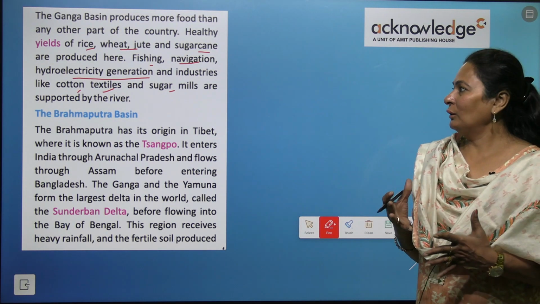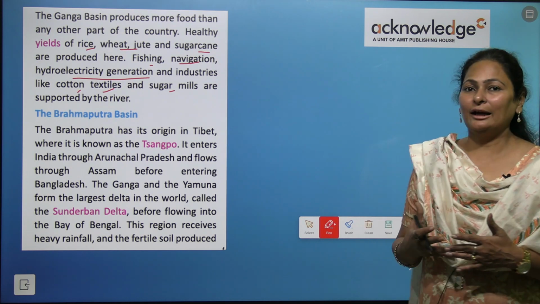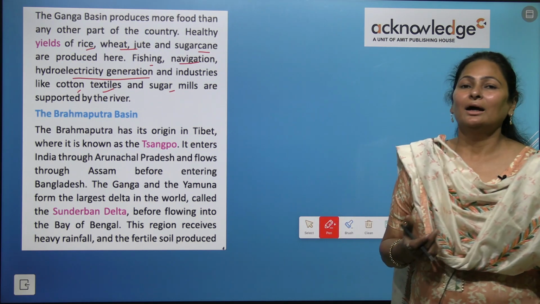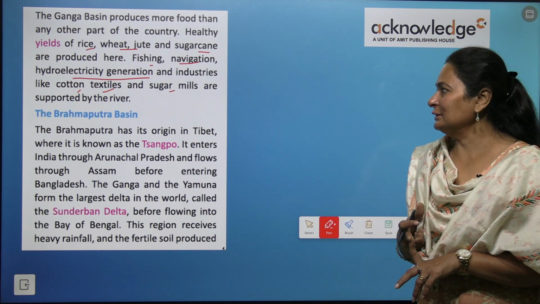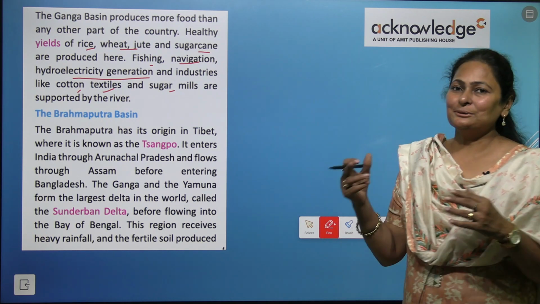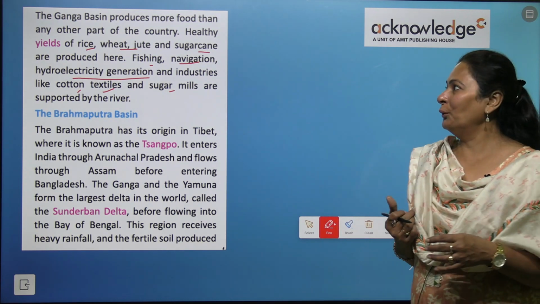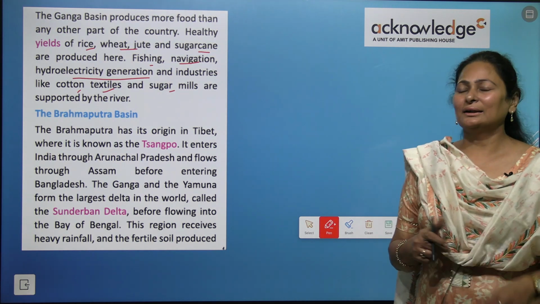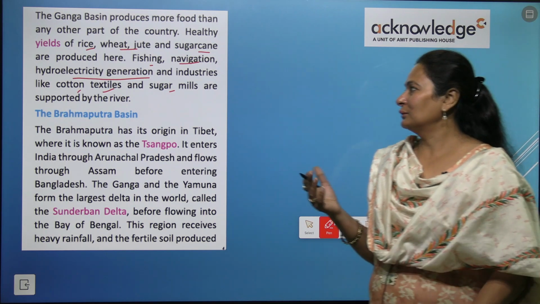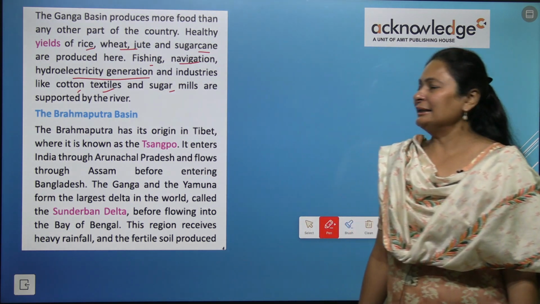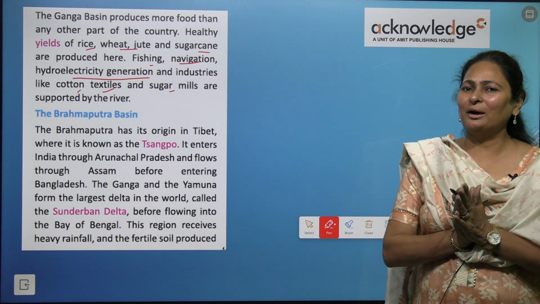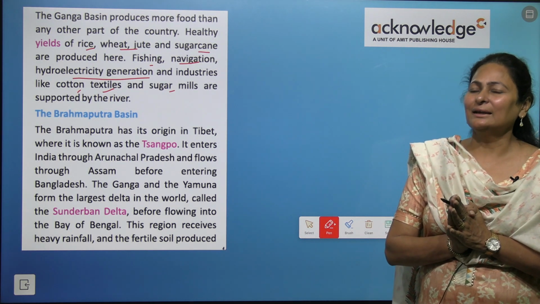So what are the main occupations or the livelihood of the people? Fishing, navigation, hydroelectricity generation, industries like cotton, textile and sugar mills are there, and this basin produces more food for the country. And the main or common crops that are grown here are rice, wheat, jute and sugarcane. So you have understood about the Ganga basin, right?